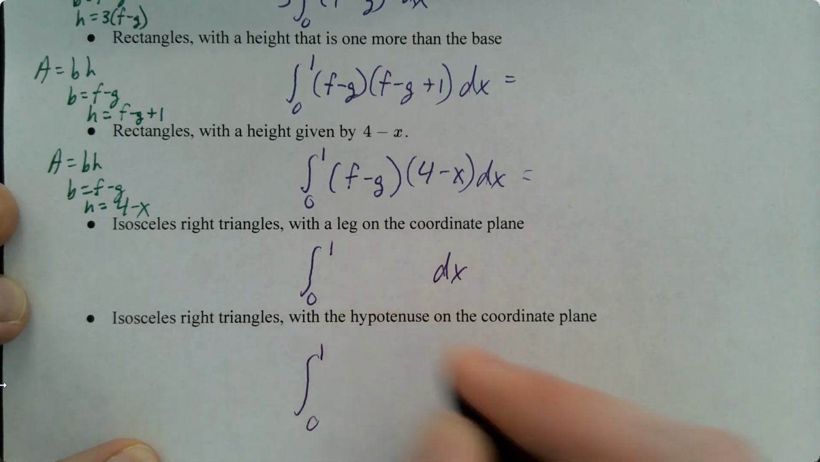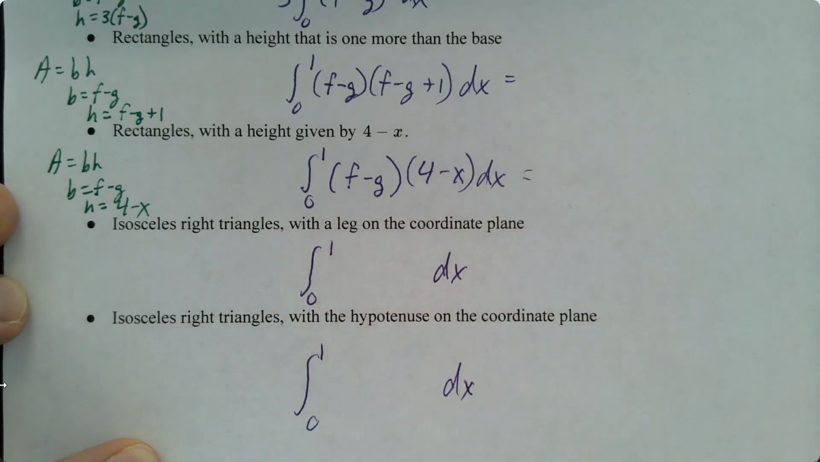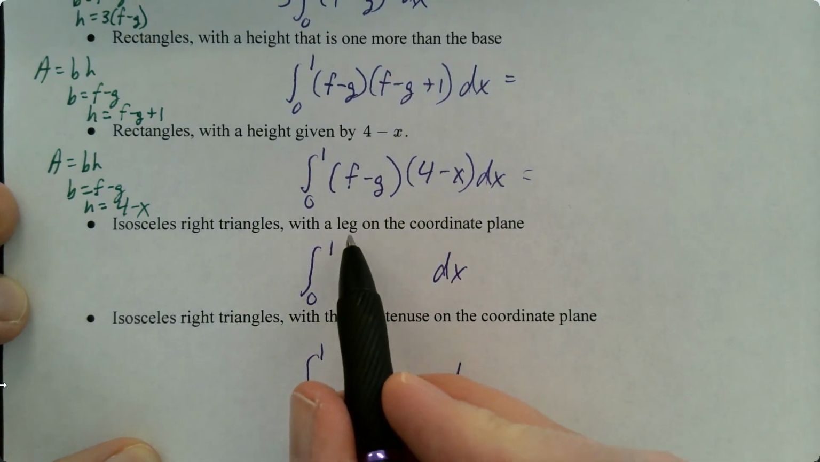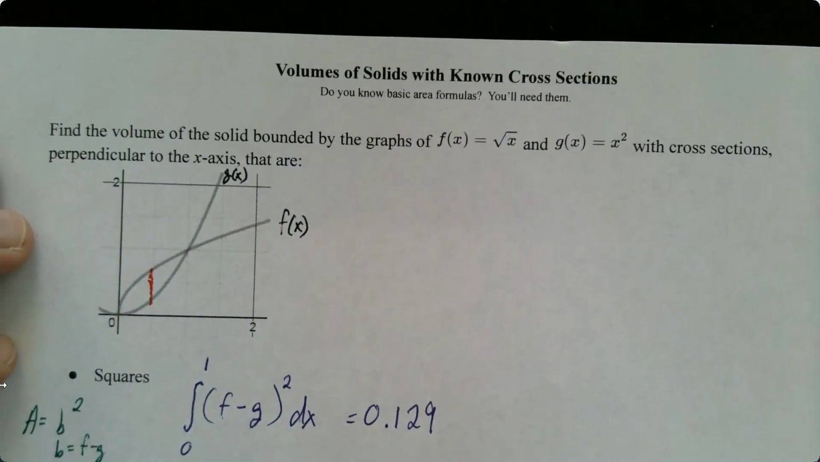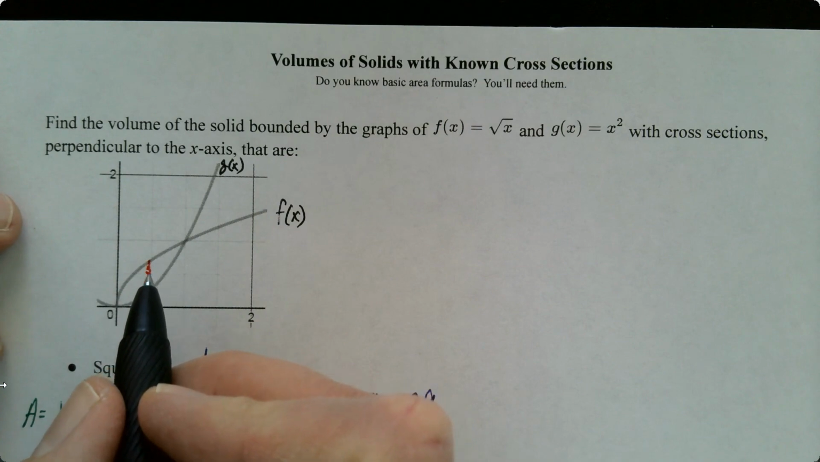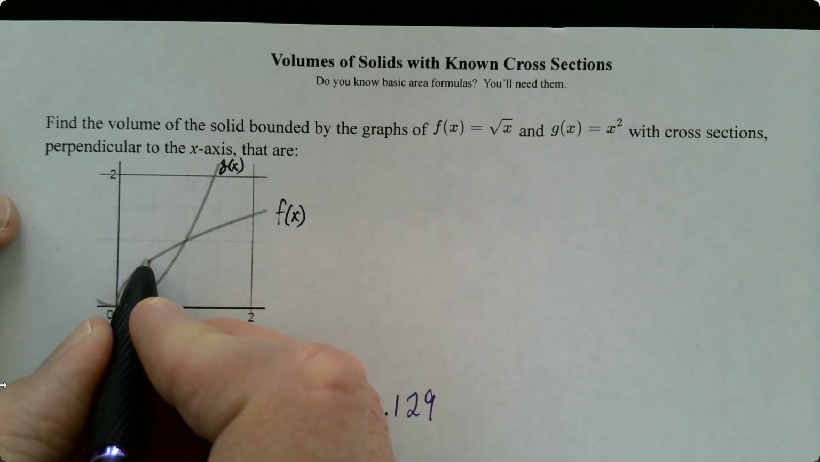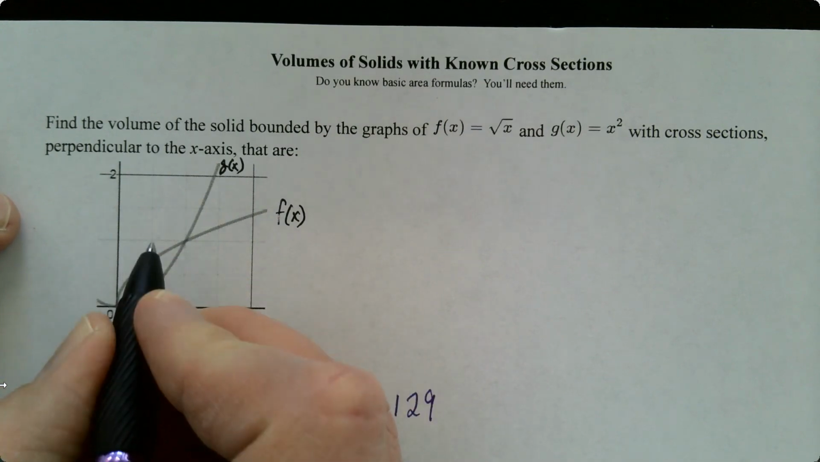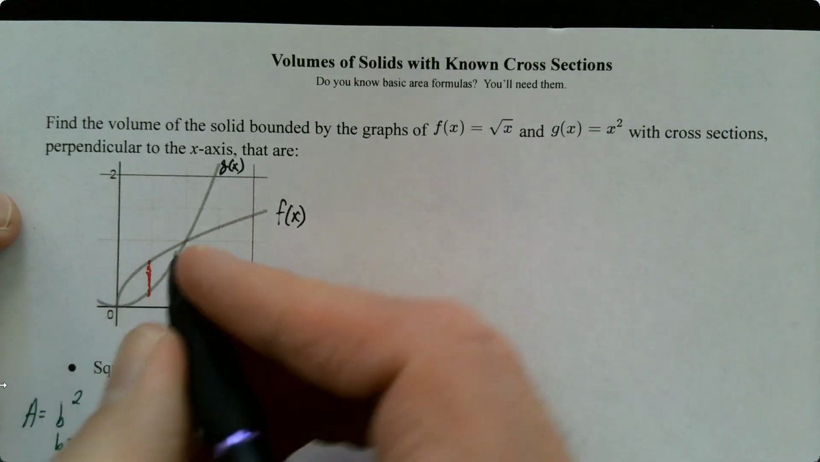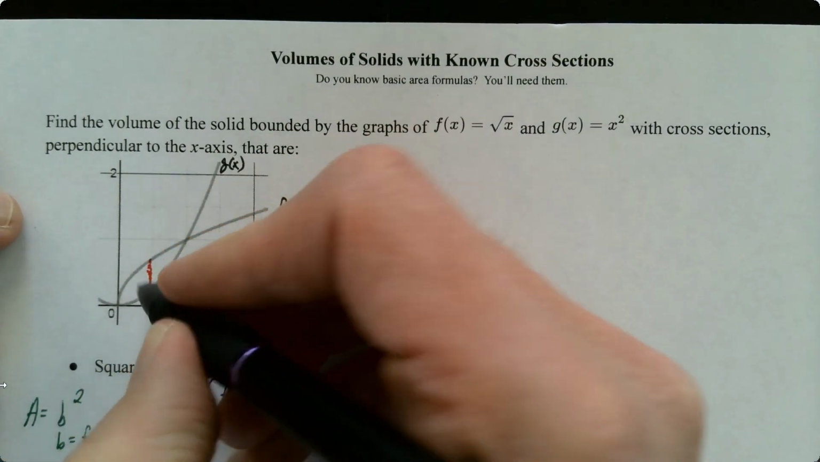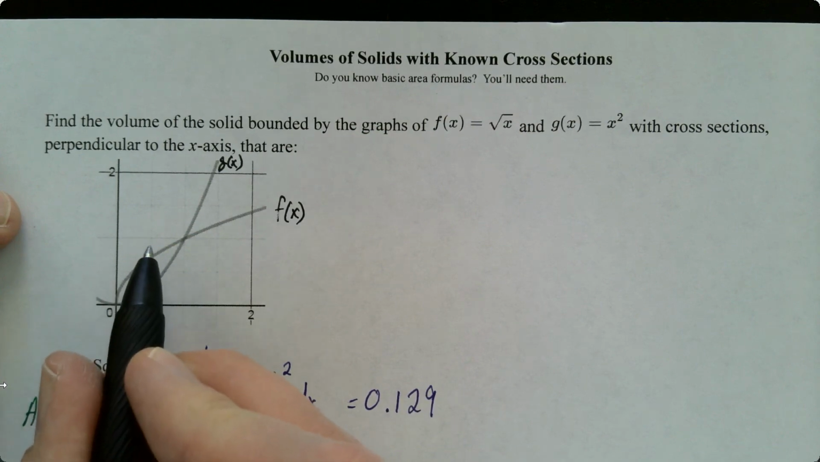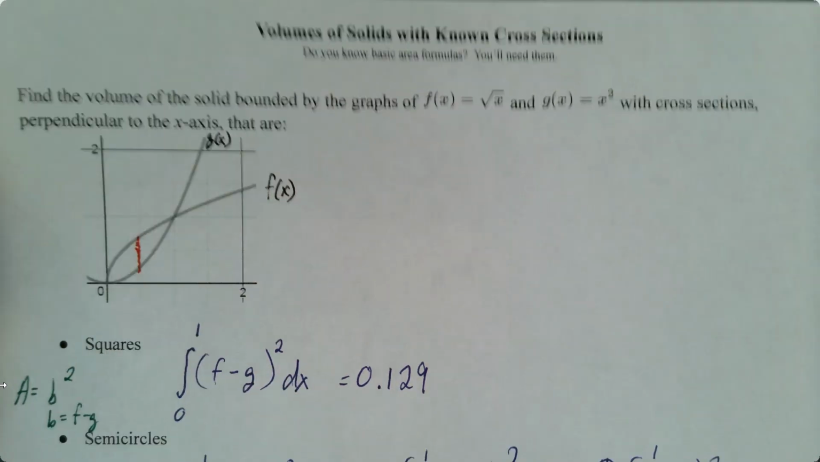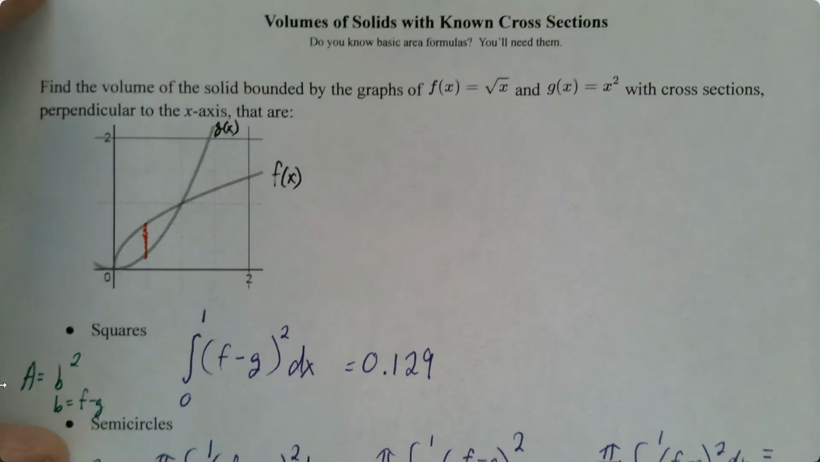Same thing here. We have an isosceles right triangle with a leg on the coordinate plane. So, slide up. What we have is a three-dimensional figure that is made up of isosceles right triangles, and this is one leg, and the other leg is going to come straight up out of here or out of here, it doesn't matter, and they're going to make a right triangle that is isosceles. First of all, here's what I do know.